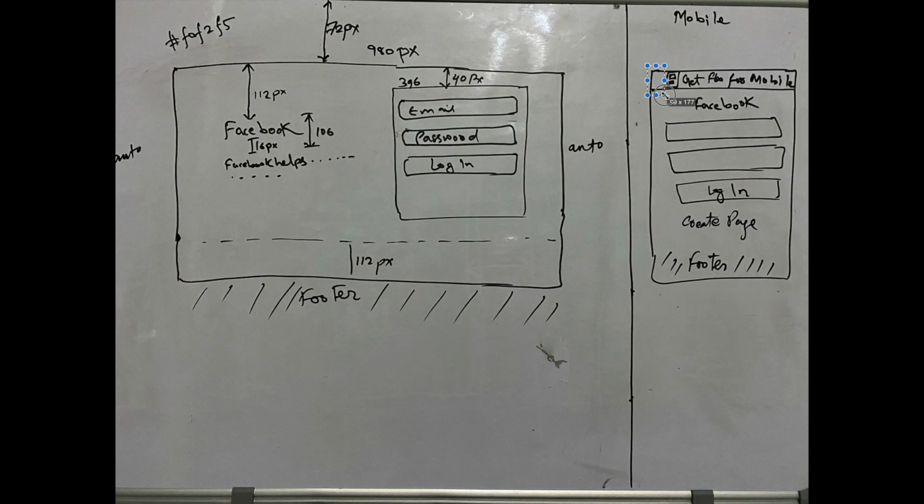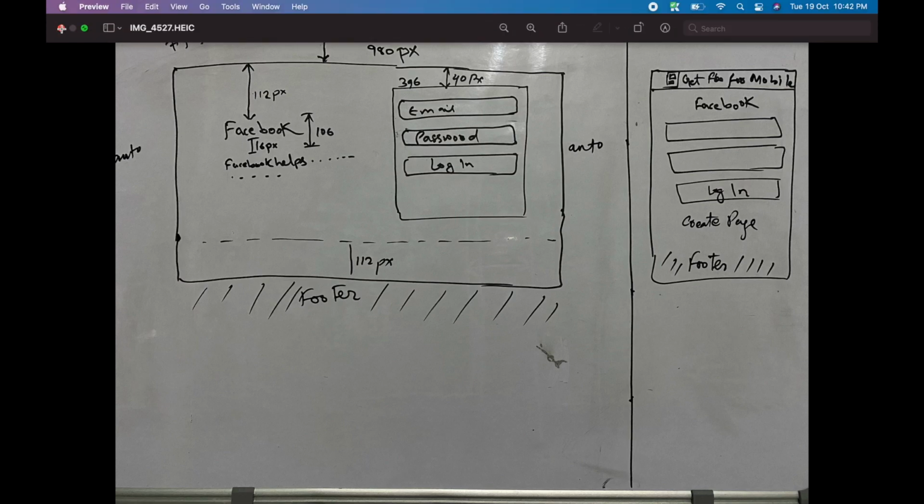Here we have a strip that gives a message: you can download Facebook for Android as well. Then there is a Facebook logo, and then this form again. Then a create page option, and then the footer. So we will try to build it exactly similar. Let me close this screen because we are done with the observation.